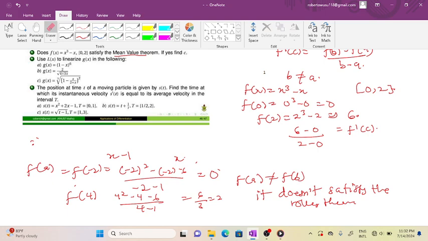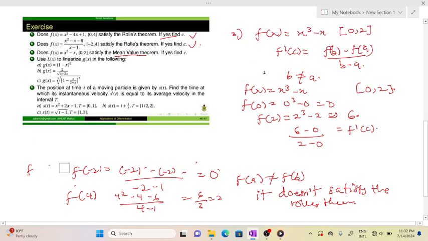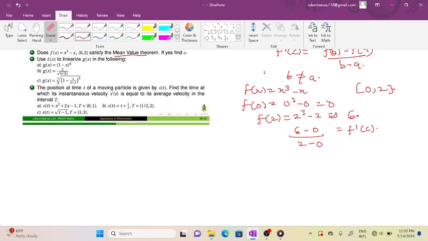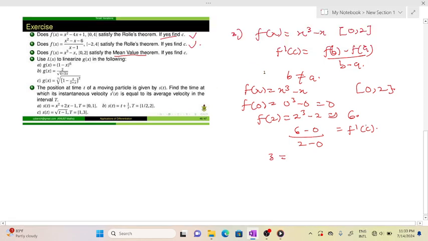So let's see how we're going to do that here. We're gonna have, this here will give me 3. So 3 will be equal to f prime of c. Now the reason why we can go ahead and say that it satisfies the mean value theorem is, if it doesn't satisfy, then you have an undefined term somewhere. But you realize that our function really satisfied everything, so we just move straight to finding our c.